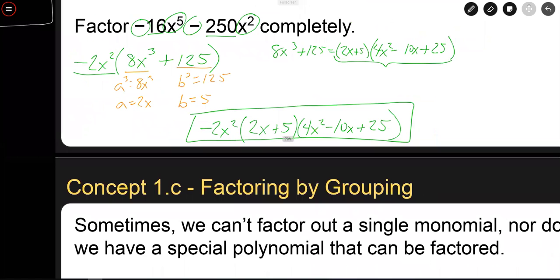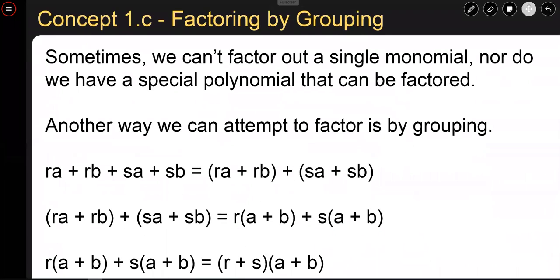All right, let's jump forward to our next concept. Concept 1c, factoring by grouping. So sometimes we can't factor out a single monomial using a GCF, nor do we have a special polynomial that we can see, like a difference of cubes, a difference of squares, perfect square trinomial, etc. So another way we can attempt to factor is by grouping.